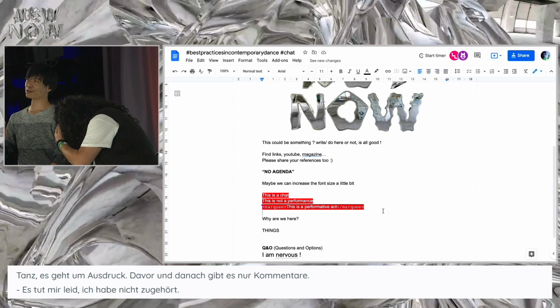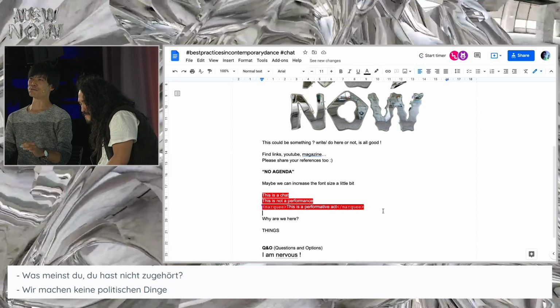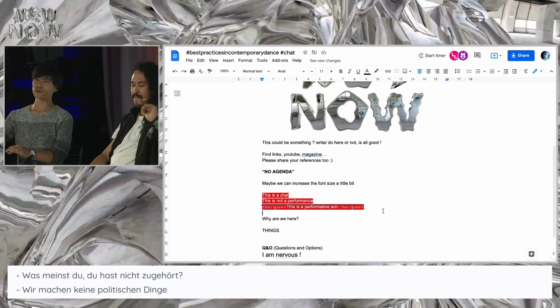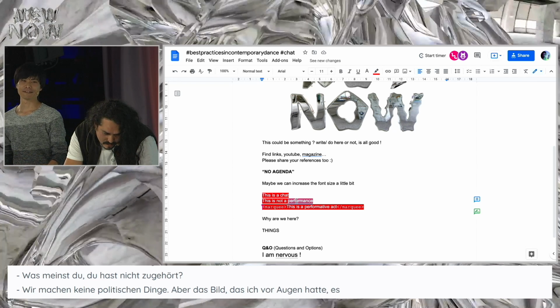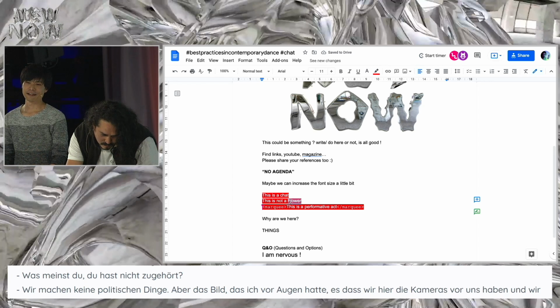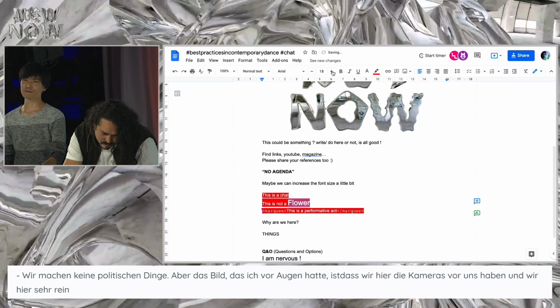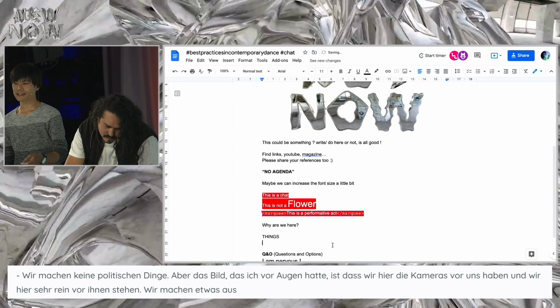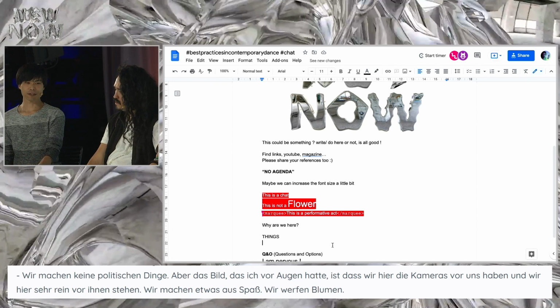You said we don't do political things, but the image I had was like, okay, so we're so pure that we have a canvas and we just draw flowers, and maybe that's really political. The thing is, whatever we do, it's political. We have to acknowledge that we do something for fun, and maybe we draw flowers, but whatever we do, it is political, right?